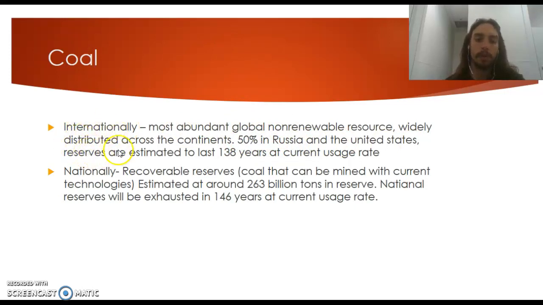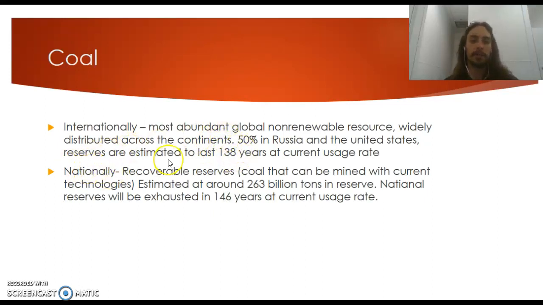The reserves of all global coal are estimated to last 138 years at our current usage rate, which is not a long time considering that we've only been using coal the way that we use it now for about 100 years. And we've been increasing the amount of coal we use since 1986. So something to think about. This number will get smaller with more people and more energy needs too. So this is the current usage rate. We're expected to see an increase in usage of all energy forms. So this will go down.